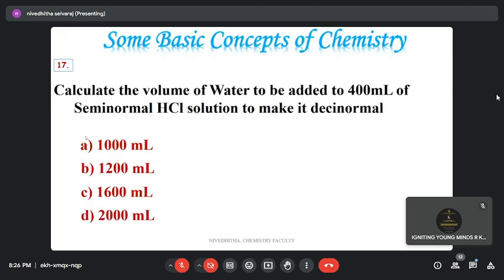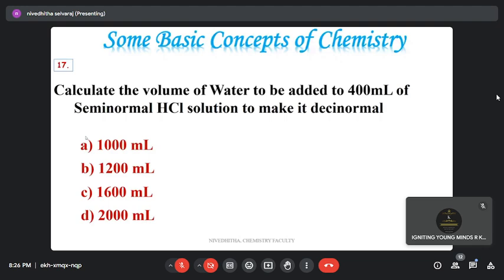Okay. See, basically in chemistry, we have two ways of preparing a solution. One method is, we'll be having salt, we'll be having solvent, we'll be taking a particular quantity of salt and we'll dissolve it in solvent to prepare a solution. That is one way of preparing.